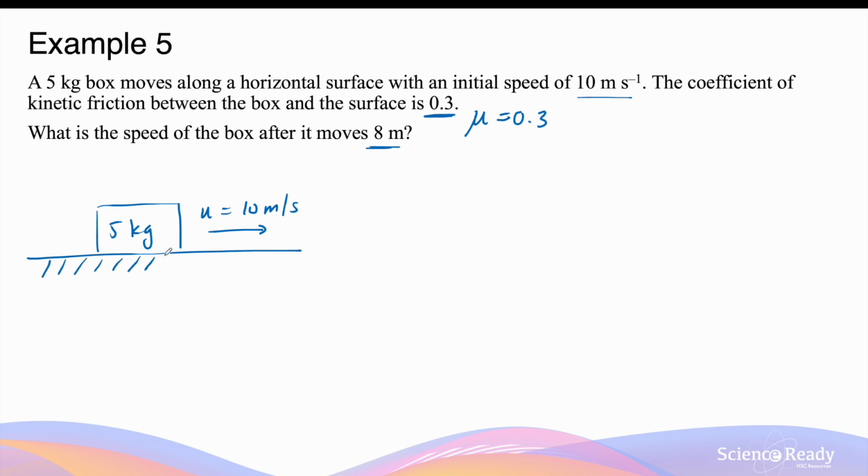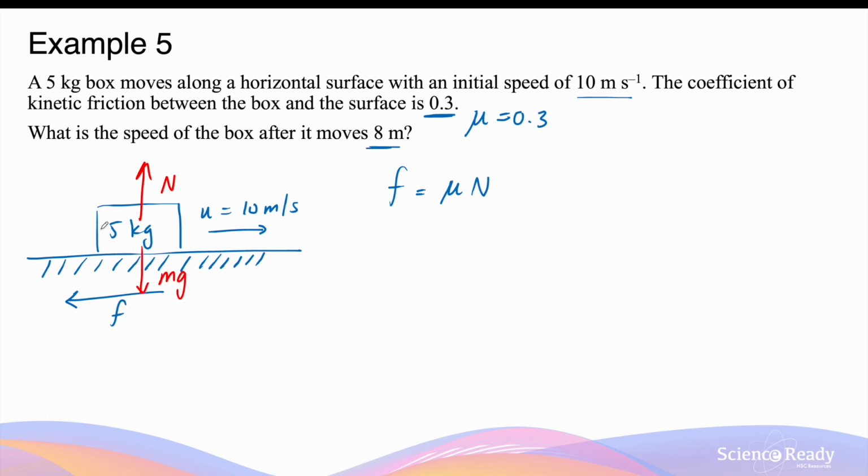Due to the friction between the surface and the box, it experiences an opposing force in the opposite direction, and that is, of course, kinetic friction. The kinetic friction is also given by mu multiplied by the normal force. Now, of course, in this case, the normal force acts upwards, perpendicular to the surface, and in the same vertical axis, we also have the weight force of the object acting downward.